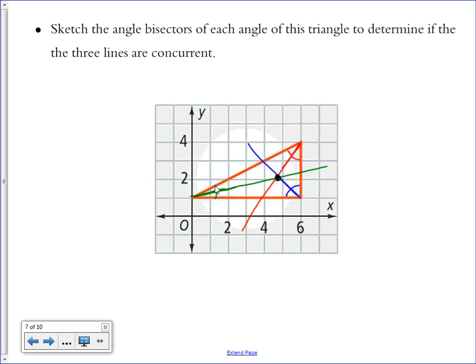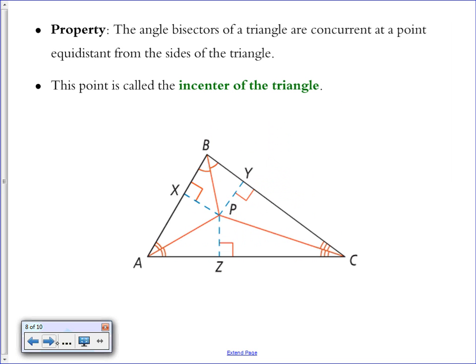This one also has a special name. The angle bisectors of a triangle are concurrent at a point equidistant from the sides of the triangle, and it's called the incenter of the triangle. So when you bisect the three corners, like this one, and this one, and this one, so each of the corners has been bisected, and you draw those segments, they do connect all at a point somewhere in the middle of the triangle called the incenter.